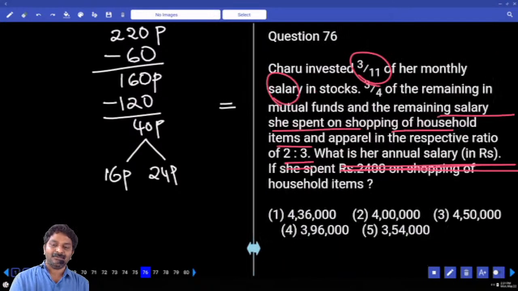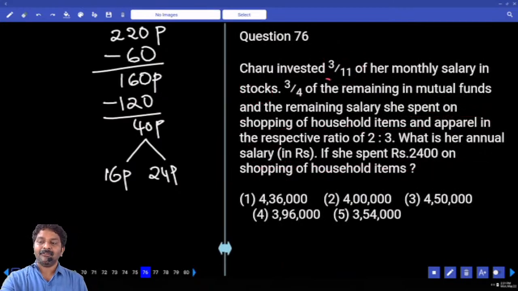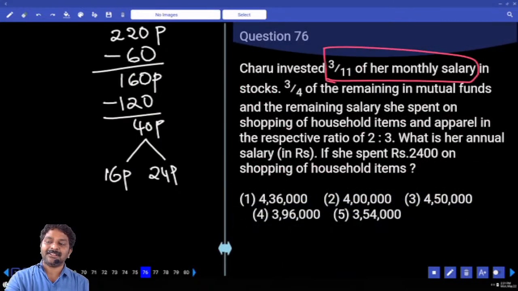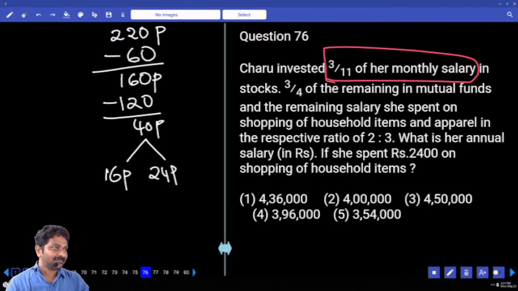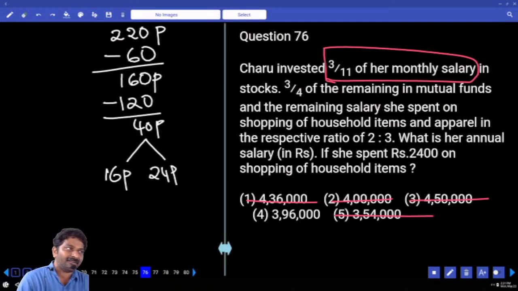Instead of this, what I was telling you, when you are calculating 3/11 of the monthly salary, it must be 11 multiple. Yes. Yearly salary also should be 11 multiple. First option not 11 multiple, second not 11 multiple, third not 11 multiple, fifth not 11 multiple. Only one 11 multiple available. Close it. Got it.